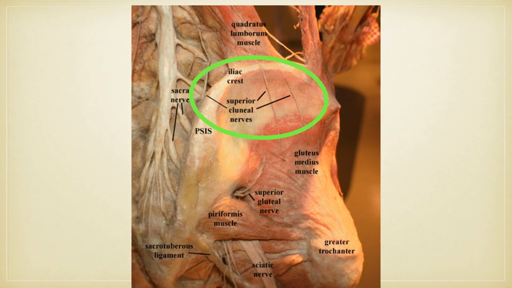This picture is excellent because it's actually on a cadaver instead of just a drawing. And here you can see those cluneal nerves as they cross over the iliac crest. Further to your left, that cluneal nerve actually goes along the SI joint. The ones on the right go more along the upper buttock. So that's one of the reasons why we want to point out the different ways that this particular syndrome can present.